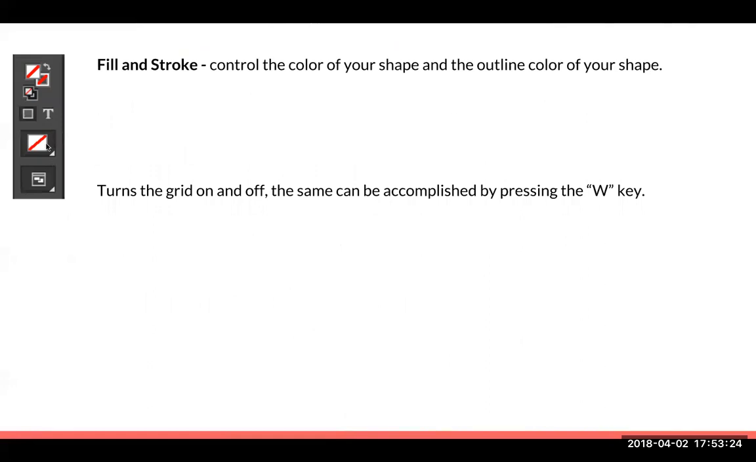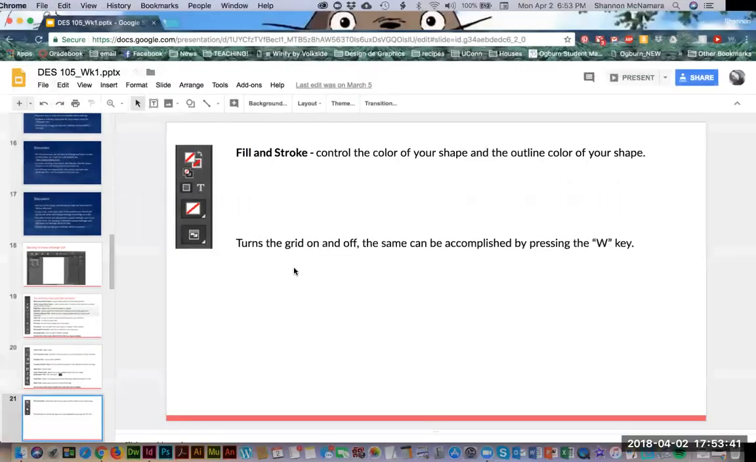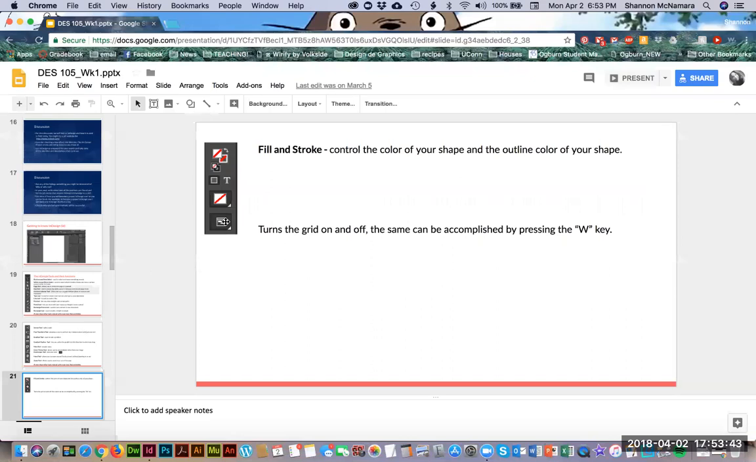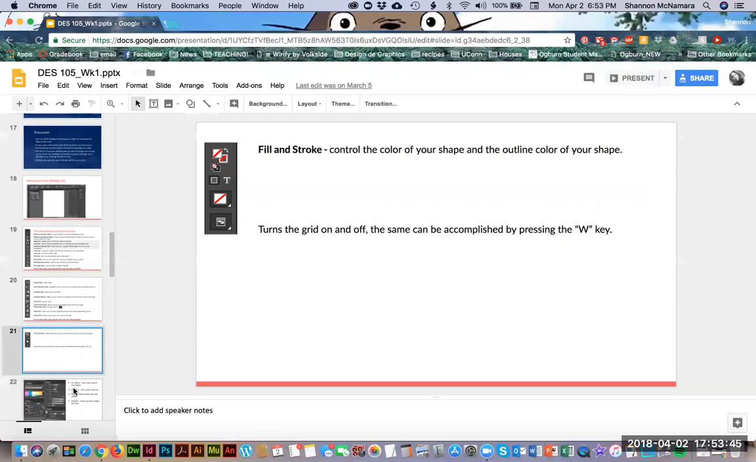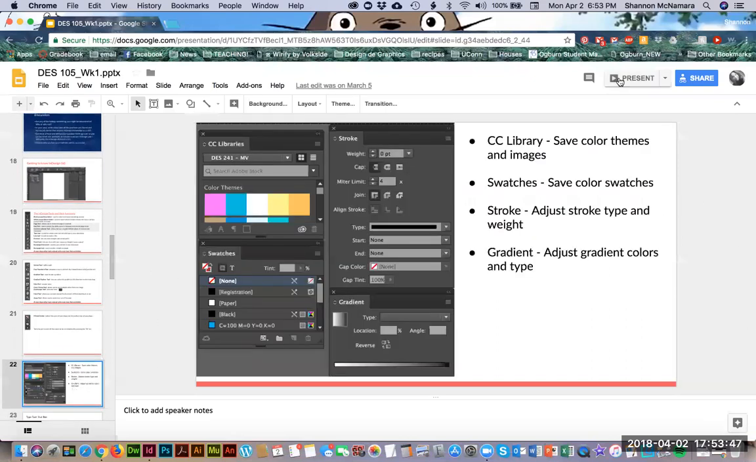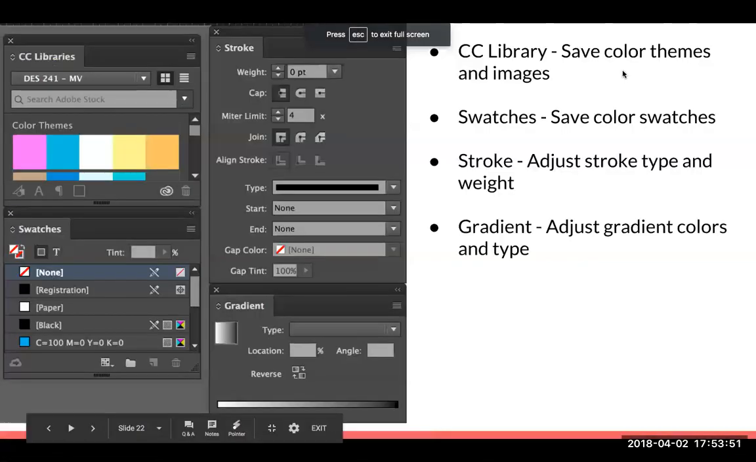And then down here, you can turn the grid on and off, and the same can be accomplished by pressing the W key. And you can also go to your different views, which are normal, preview, and then there's a couple of other views that you can get to right through that panel. And then we have some of our windows that we can open up.